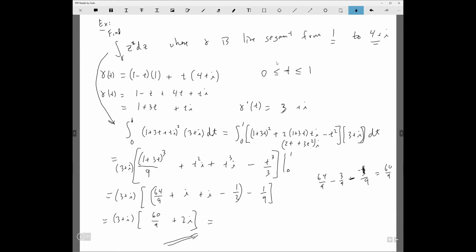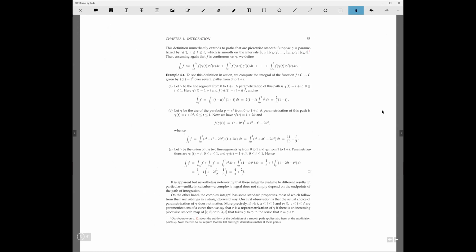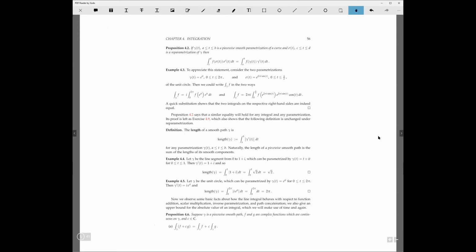It doesn't have to go from 0 to 1. You can have a parameterization that doesn't even go 0 to 1. It could be 0 to 2 or -5 to 0 or something like that. There's infinitely many ways, literally infinitely many ways that you can parameterize this line segment from 1 to 4 plus i. But what it's saying right here is that it doesn't matter how you parameterize the line segment. This proposition right here.